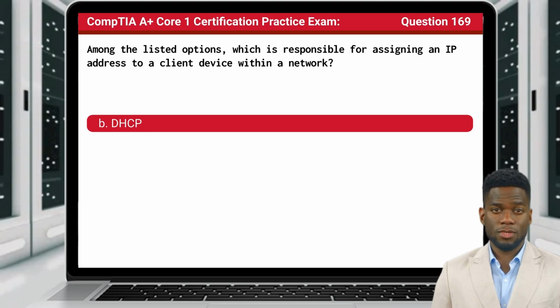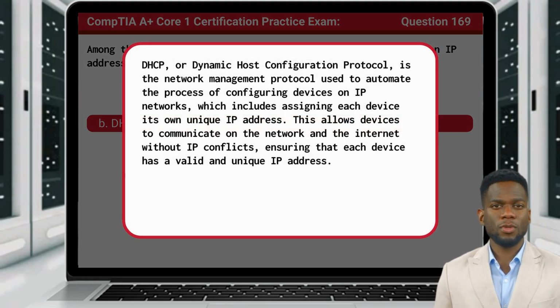The answer is B. DHCP. DHCP, or Dynamic Host Configuration Protocol, is the network management protocol used to automate the process of configuring devices on IP networks, which includes assigning each device its own unique IP address. This allows devices to communicate on the network and the Internet without IP conflicts, ensuring that each device has a valid and unique IP address.